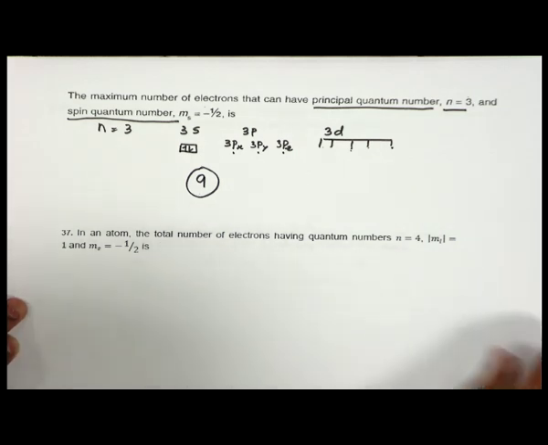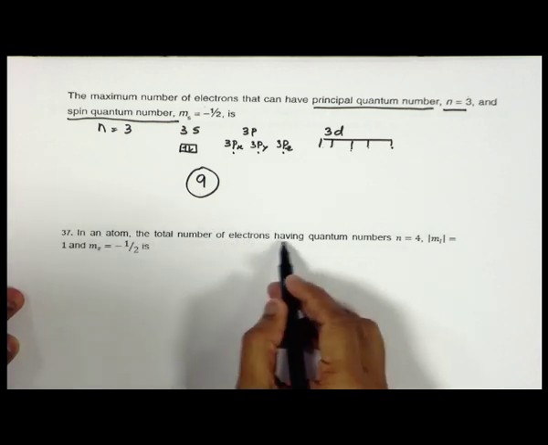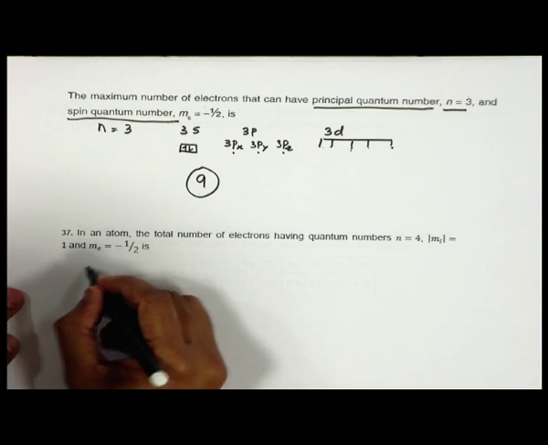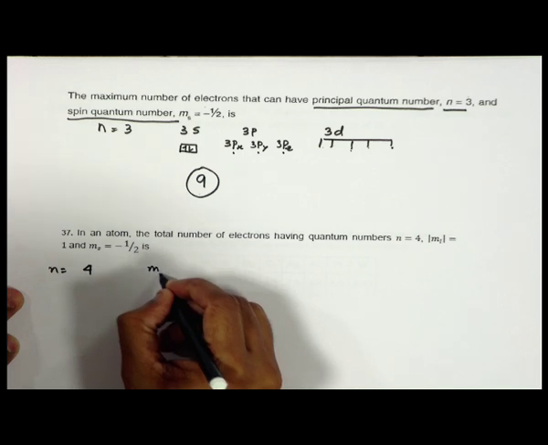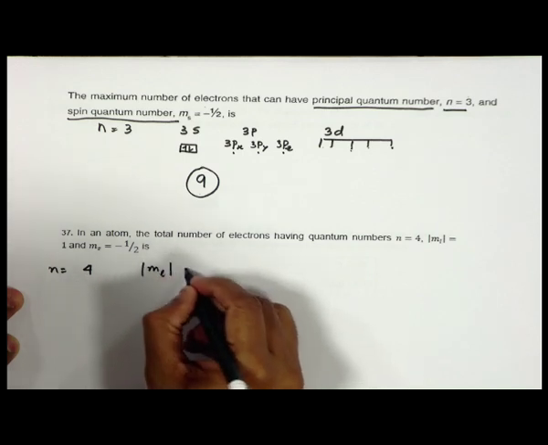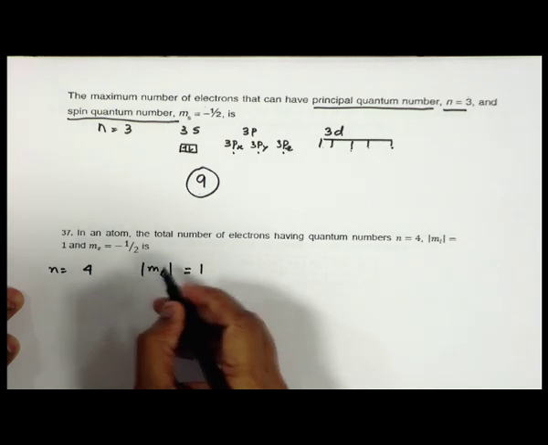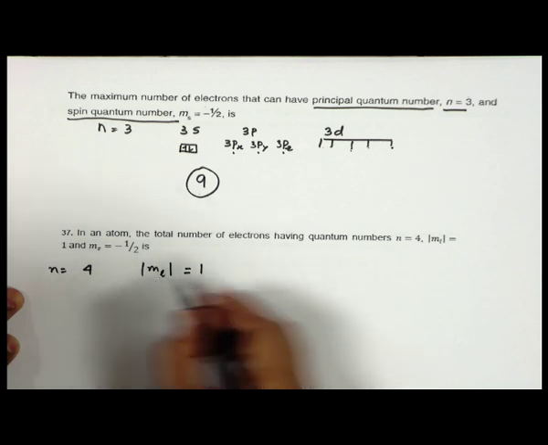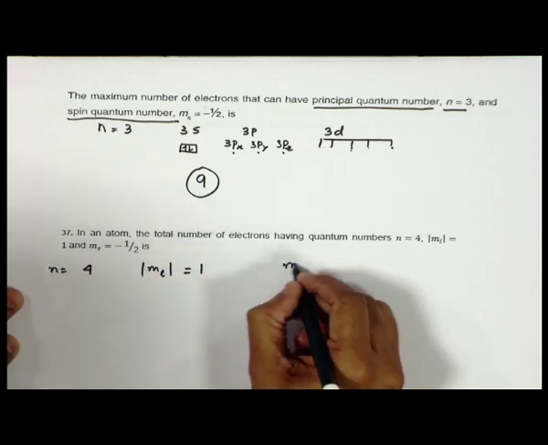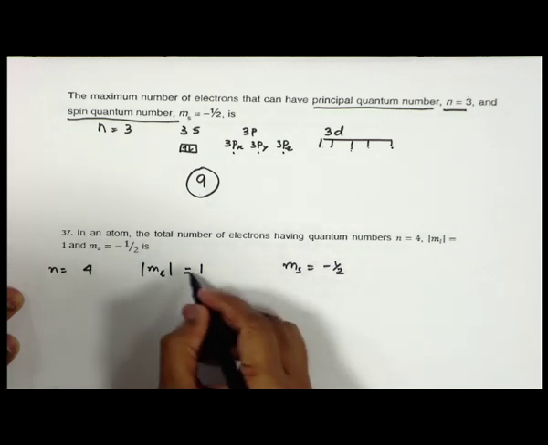The next question is along similar lines. It says that in an atom, the total number of electrons having quantum number n equals 4. So n is 4. It also says the mod of ml is 1. What we called m during our discussion is called ml, because we have ml and ms. ml is the magnetic quantum number that we know, and ms is the spin quantum number. So, ms is minus half, and mod of ml is 1.